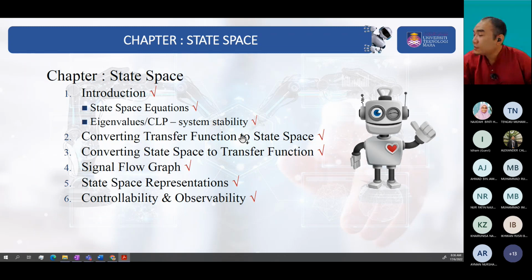And of course, you should have some understanding of how to do conversion. Suppose that you are given a transfer function, how to obtain the equivalent state space representation for that particular transfer function. And same thing, if we are given the state space equation, we must be able to get the equivalent transfer function for that particular system. And then the signal flow graph, the state space representation, and controllability and observability. So these are the components that you will be learning throughout these topics. Right.